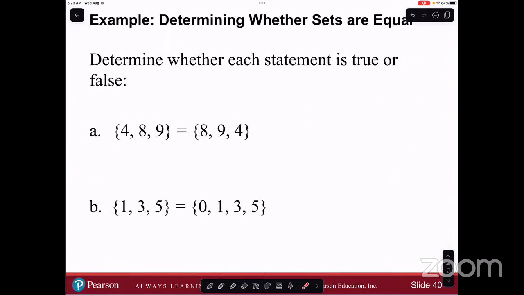So determine whether each statement is true or false. The set {4, 8, 9} is equal to the set {8, 9, 4}. Is that true? We're going to say it's true, right? They have the same cardinality along with the same elements. So we're going to say that this one is true. The set {1, 3, 5} is equivalent to the set {0}. No, false. Not equivalent, and it's still not equal to.